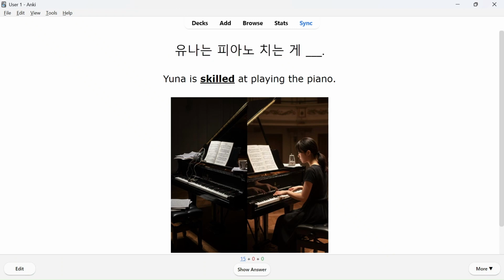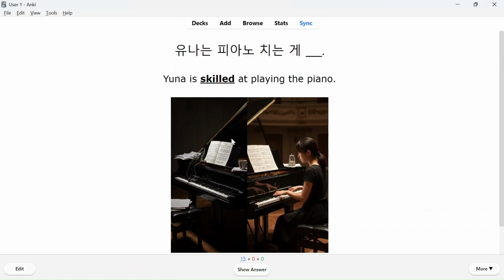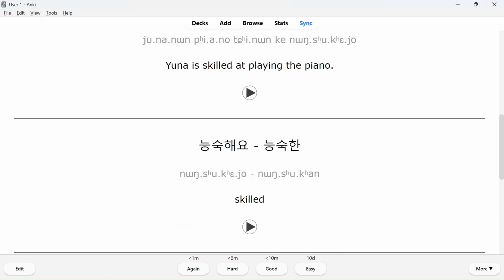We see that there's a Korean sentence. We see that there's a blank area, and we have to know what goes inside of the blank area. We have an English translation sentence, and a certain part is bolded and underlined. Yuna is skilled at playing the piano. We have to know what skilled is in Korean. And we have a visual representation of the sentence and word that we're looking for. So, skilled in Korean. 유나는 피아노 치는 게 능숙해요. 능숙해요.